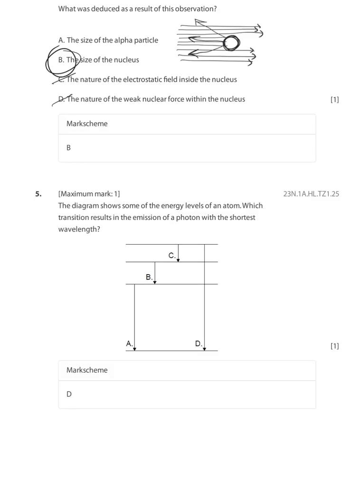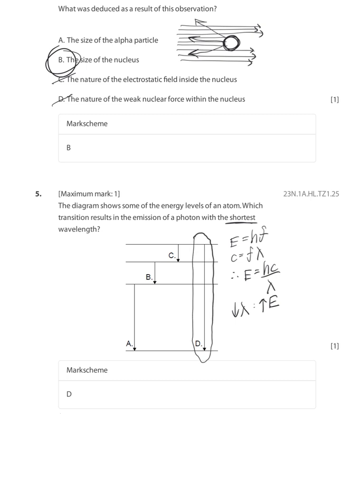Oh, number 5 is pretty basic. Energy levels of an atom. Which transition results in the emission of an electron with the shortest wavelength? Well, we know that E equals hf and c equals f lambda, so therefore the energy of a photon is hc over lambda. So energy and wavelength are inversely proportional. So if we wanted the smallest wavelength, that would be the most energy, and so it would be the biggest gap of the bunch to give it the most energy, and so that's going to be D.